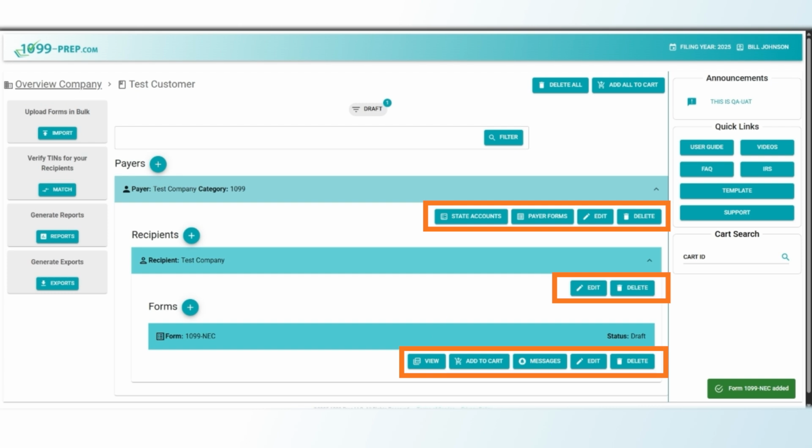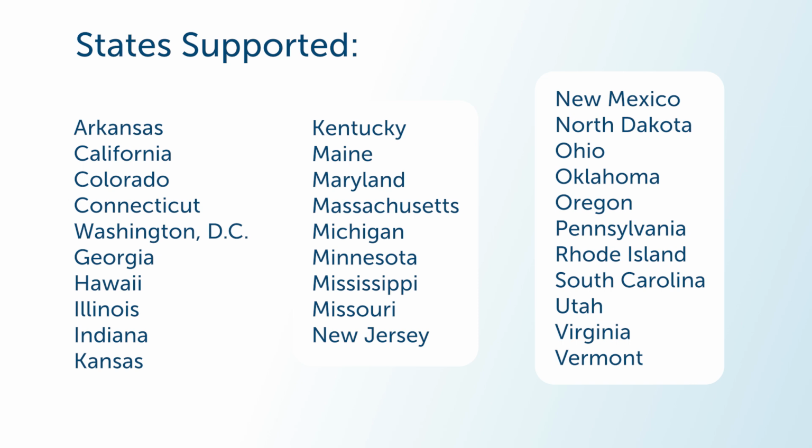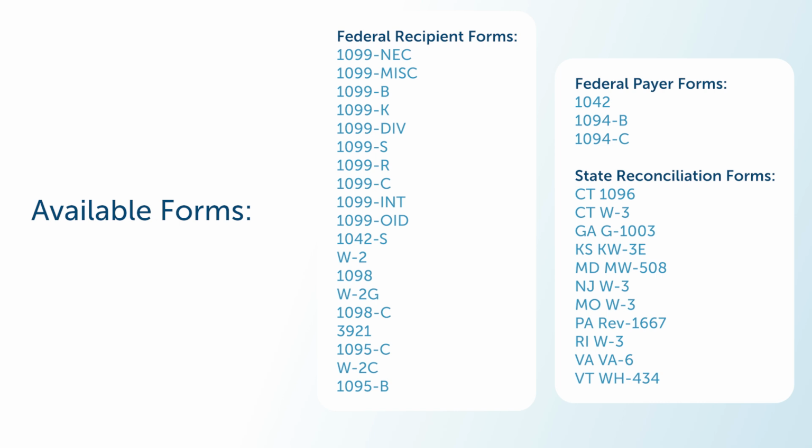With the proper permissions, payers, recipients, and forms in draft status can be edited or deleted. Under payers, there are actions for managing state accounts and payer forms. 1099 Prep supports filing in the following states for valid state account numbers. For valid state account numbers or for more details on the state filing process, please see the user guide. There are 2 types of payer forms.